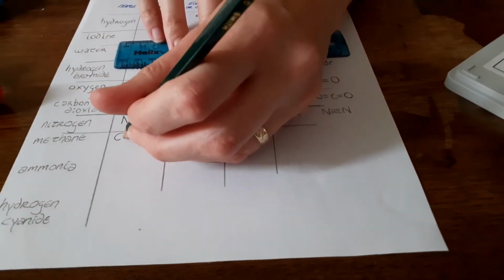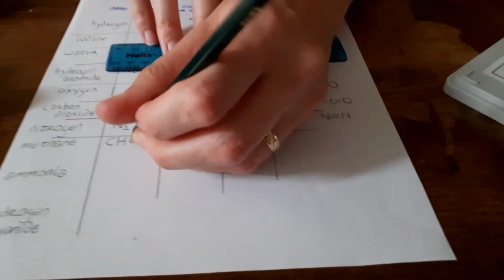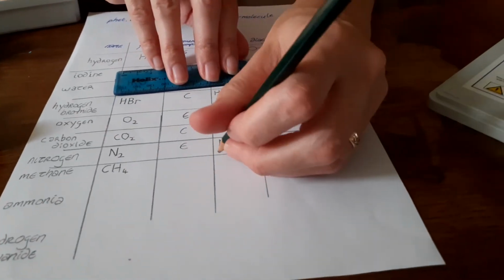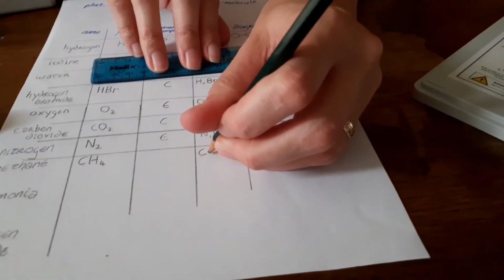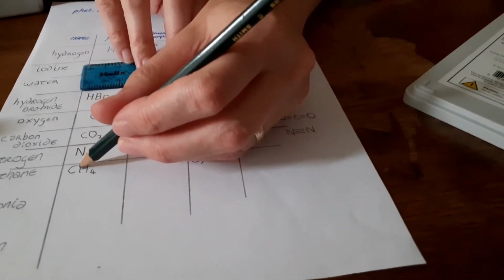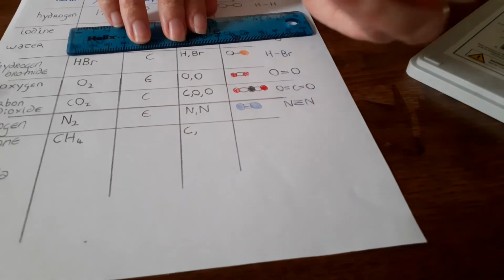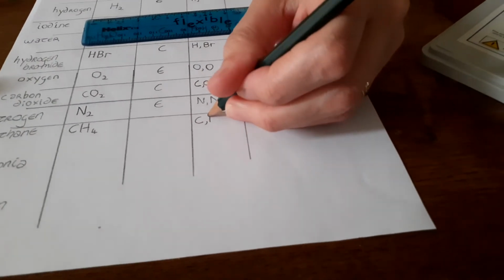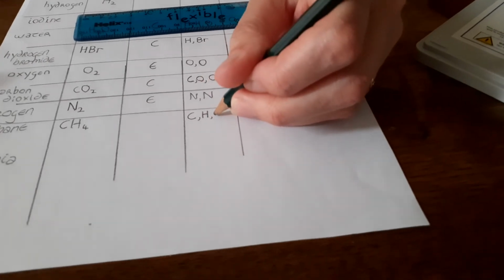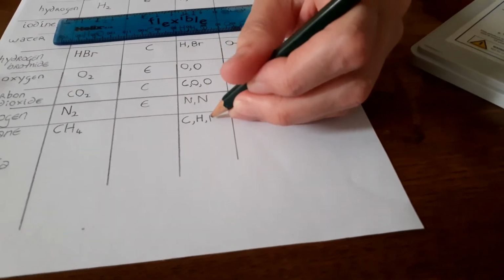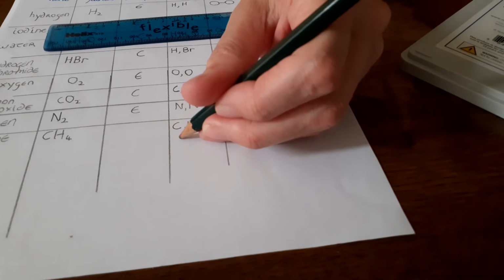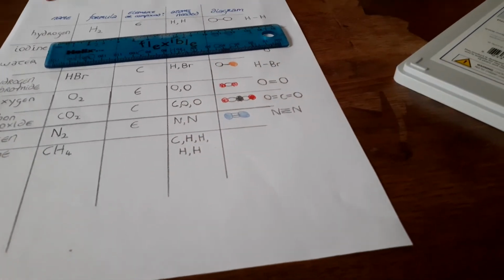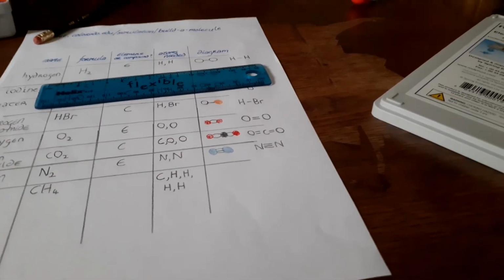Methane. This is one of those ones that we do expect you to know. Methane is CH4. So we've got one C. Next one's a capital, so it's got to be a new element. Please, capitals, remember. And we've got hydrogen. And we've got 4 hydrogens. So that's 1, 2, 3, 4. So let's get them out.